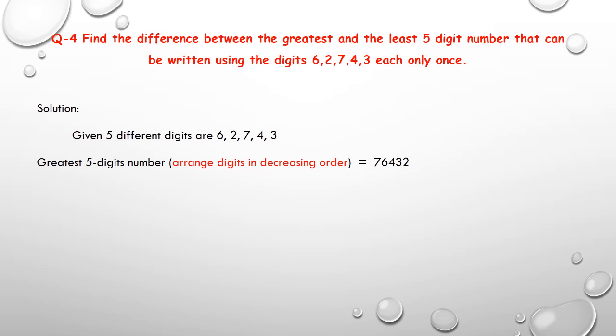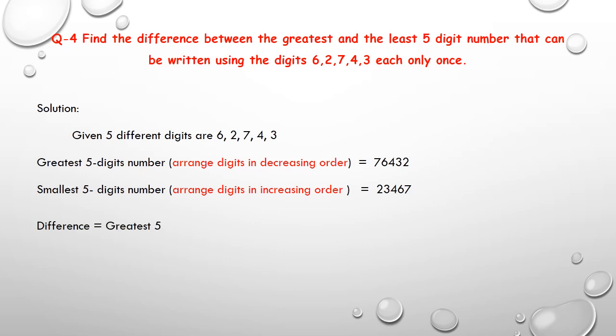76,432. Similarly, the smallest 5-digit number can be formed by arranging all the digits in increasing order, and the number will be 23,467. Now, to find the difference, we will do subtraction.